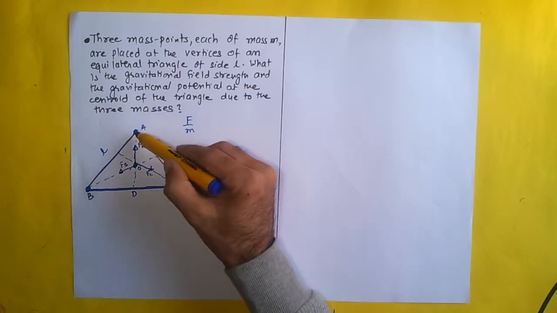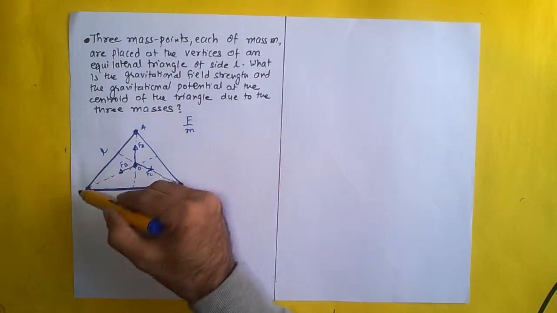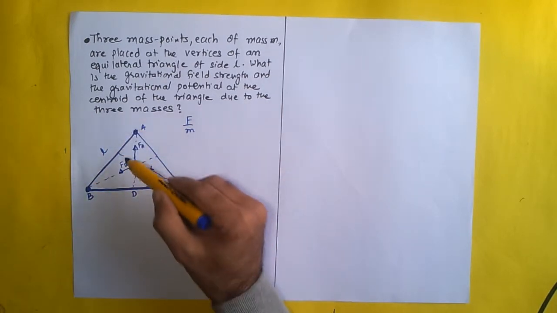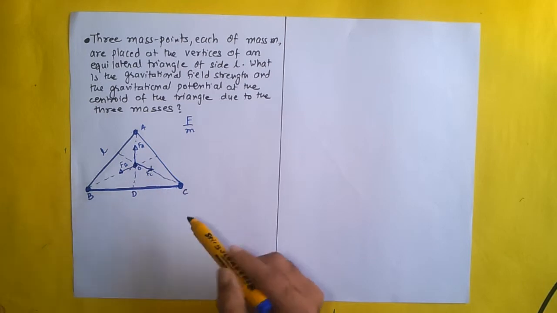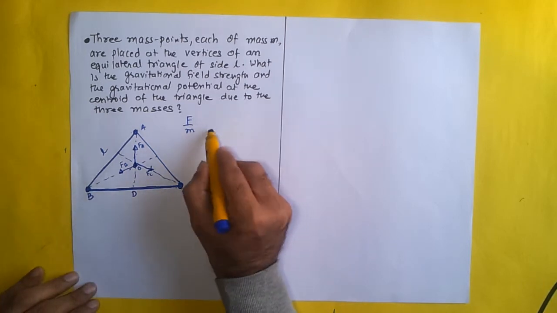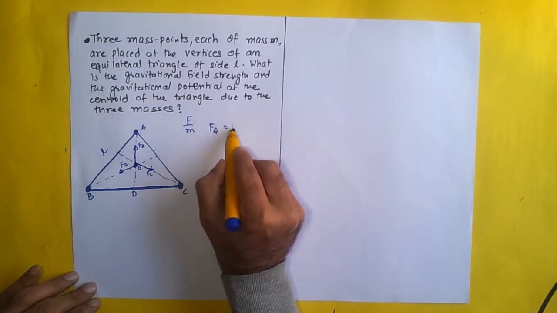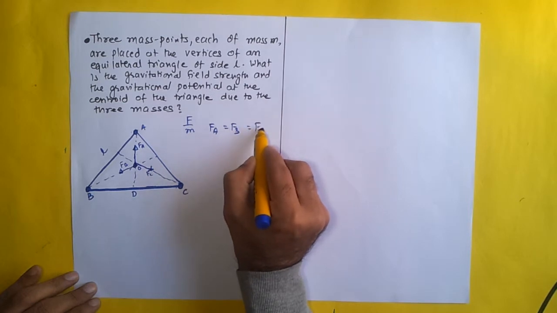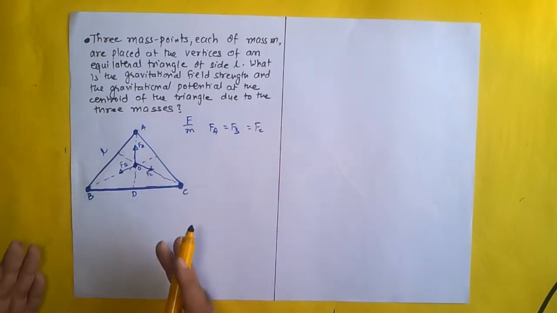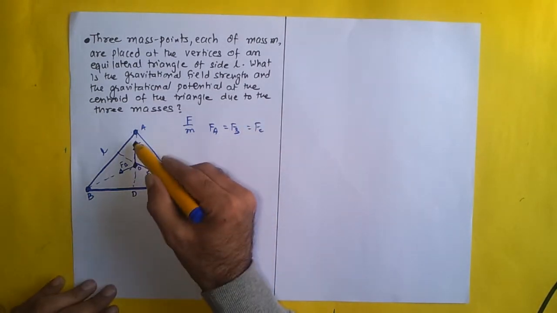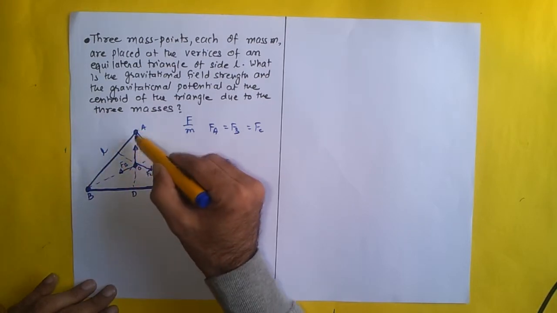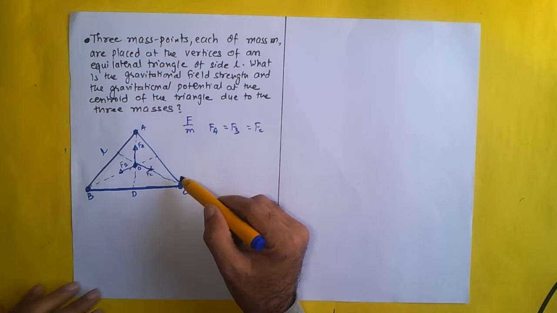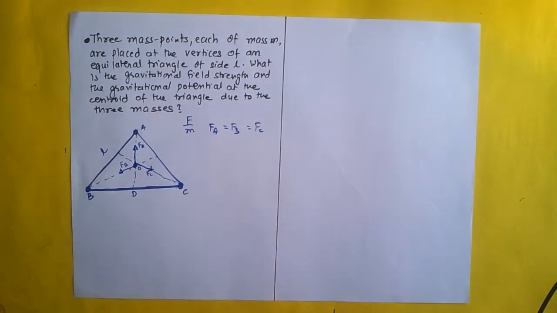Now, the three masses are equal, and the distance of these three masses from the centroid is also equal. Therefore, the magnitude of FA, FB, and FC is going to be equal. So I can write down FA is equal to FB is equal to FC. I'm talking about the magnitude of these forces. They will be equal because these three masses have the same mass, and also the distance is the same. So all these three forces are equal.